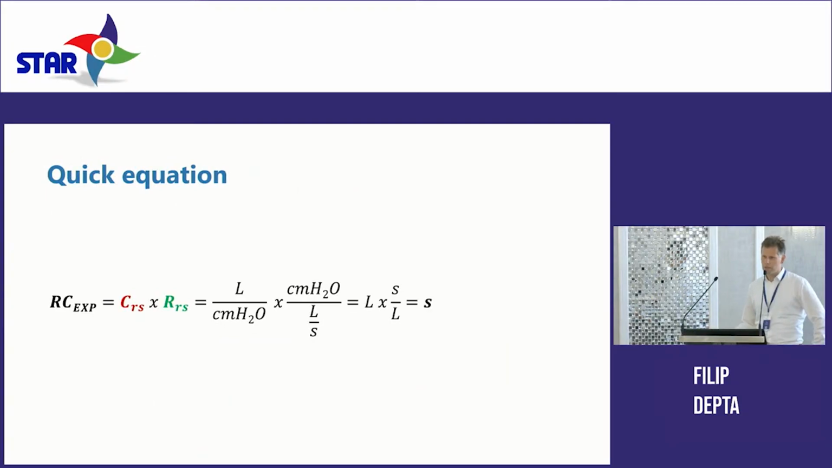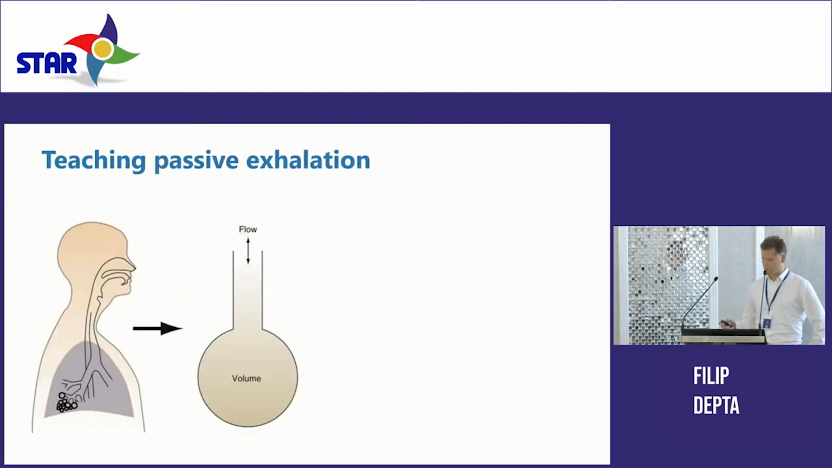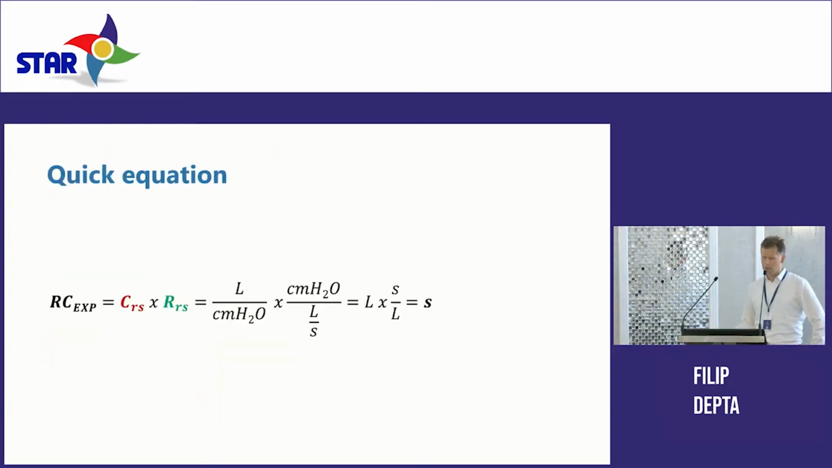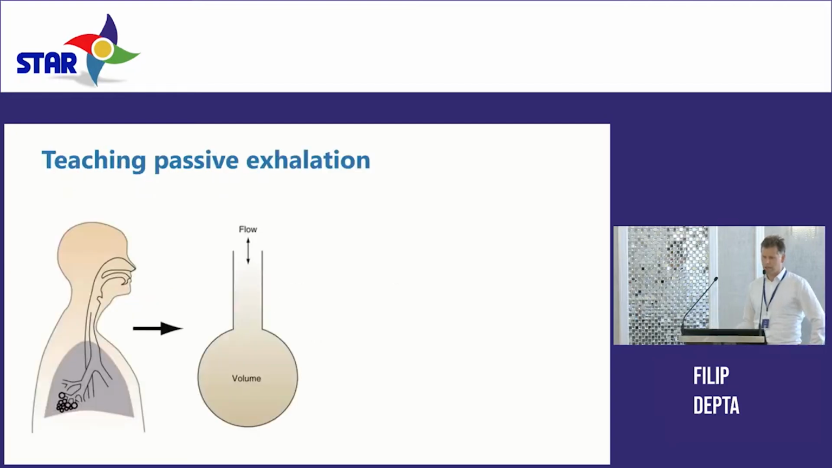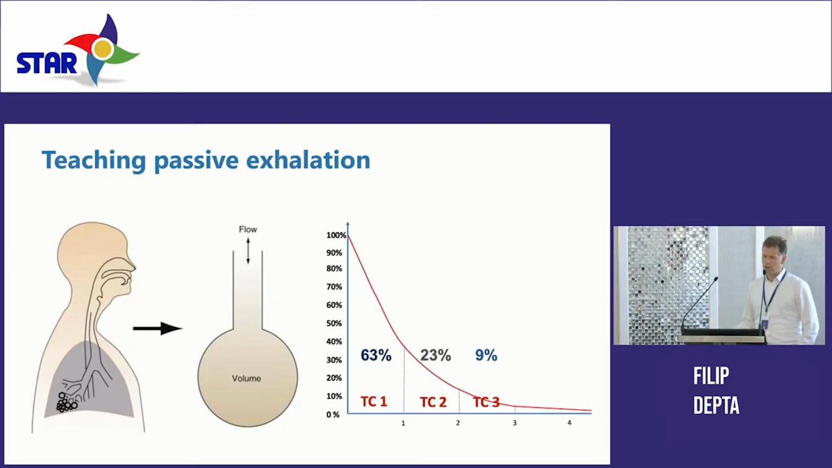So quick equation, time constant as a product of resistance and compliance. If we cross out the centimeters of water, we'll end up with liters per second. If we cross out the liters, we'll get seconds. So where's the devil hidden? When we teach passive exhalation, we try to replace the complexity of the respiratory system by a single balloon and a fixed resistance, like you see in the balloon and the tube. But reality is much more complex.